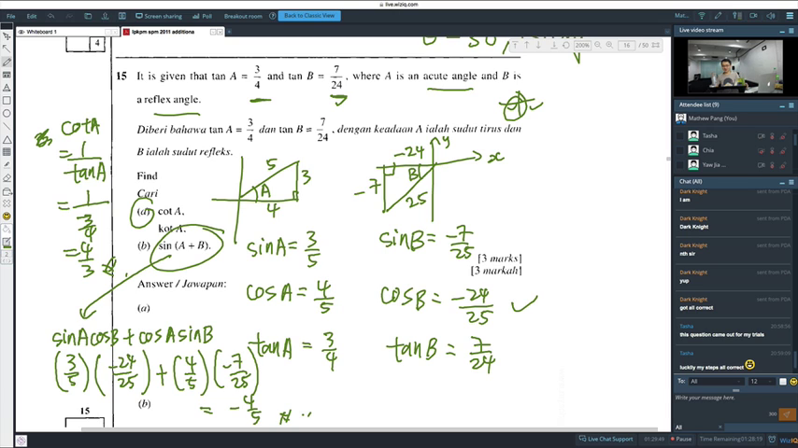Okay, so far so good. Yeah, for this question, there are a lot of things you need to understand in order to get the 3 marks. But if you understand, then it won't be too hard, I guess.